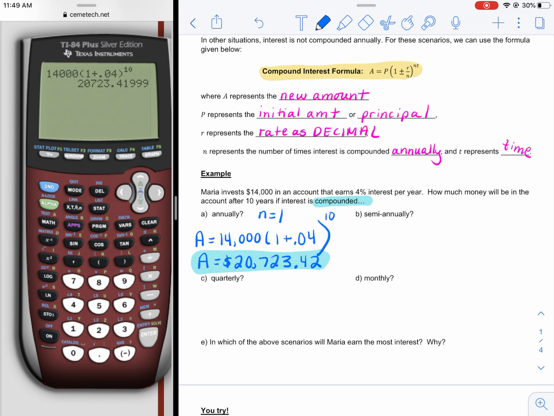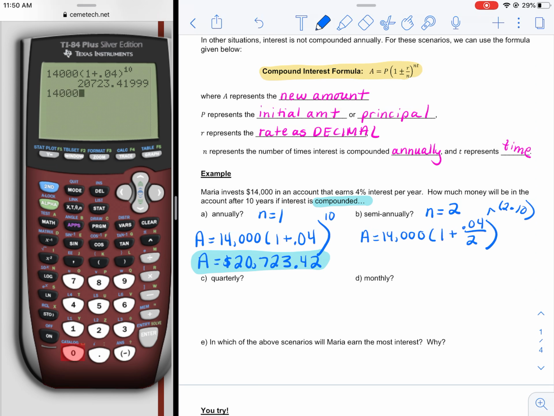Now if we want to know how much money Maria will have after 10 years if interest is compounded semi-annually, now n equals 2. When we set up our equation, we're going to start with the 14,000, and then we're going to do 1 plus 0.04 divided by 2. Then for our exponent, it's important that you type this product in the exponent, so depending on what kind of calculator you have, be careful here. n times t, so we have 2 times 10. You might even want to just type 20 in your calculator, but most of you have the newer model, so you can just type exactly as this appears.